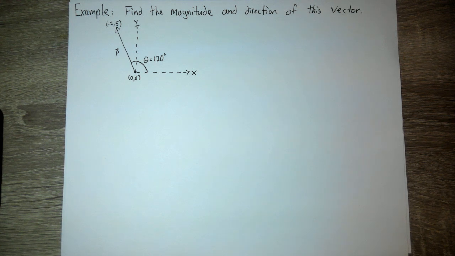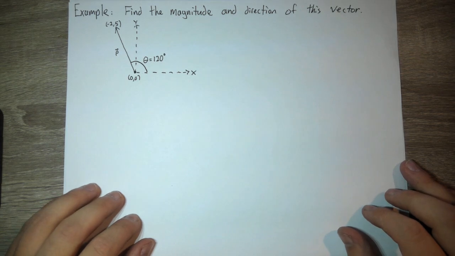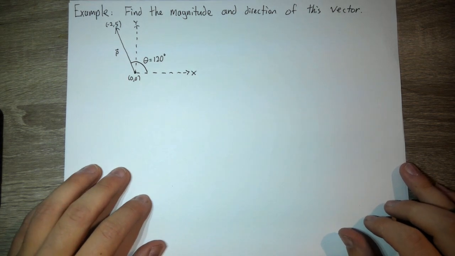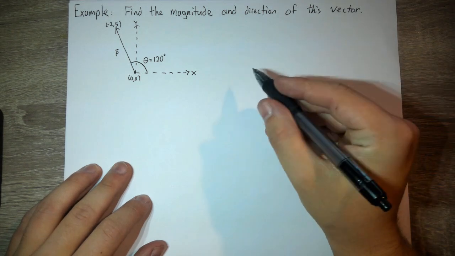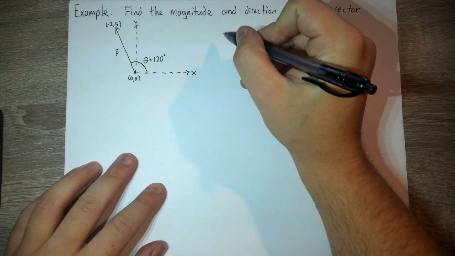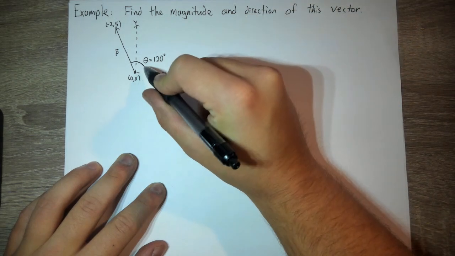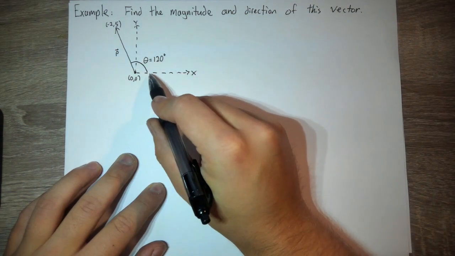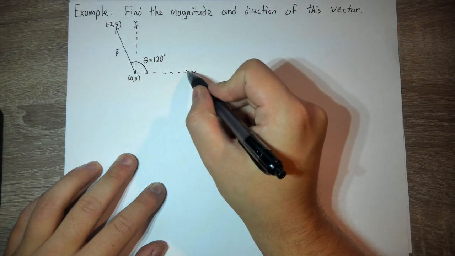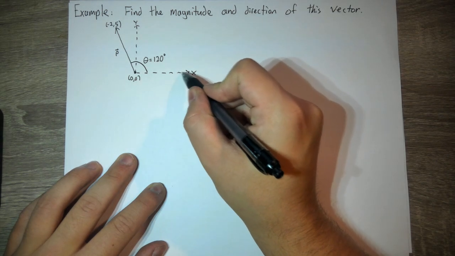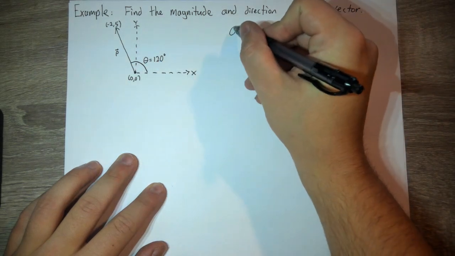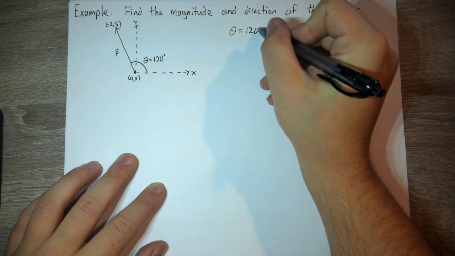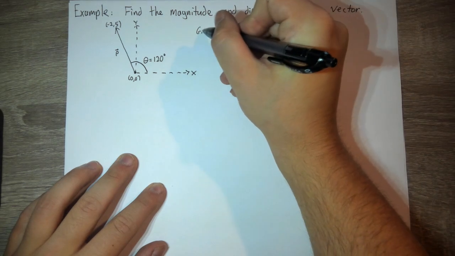I've got a problem here where we want to find the magnitude and the direction of this vector. So let's use vector components to solve this problem. First of all, let's look at what we're given. We're given that the angle between the positive x-axis and the vector is 120 degrees. So this is given.